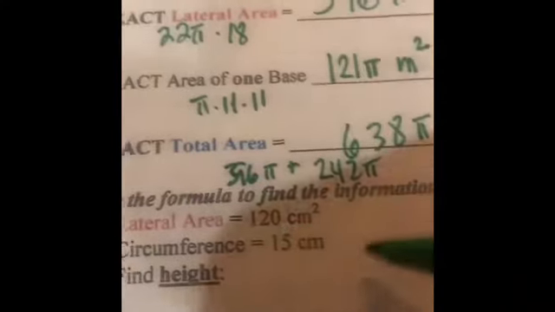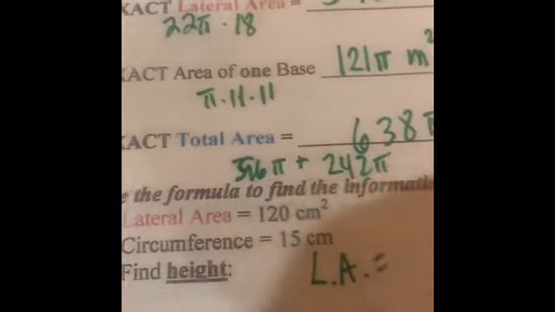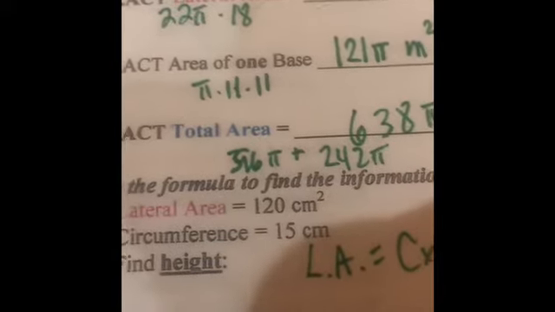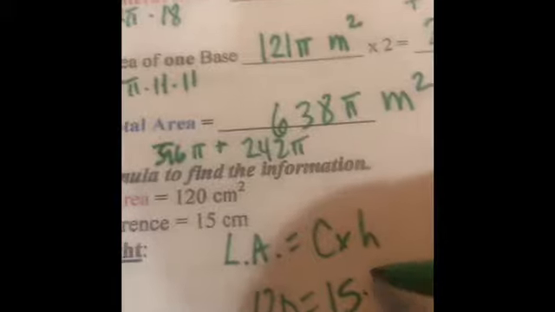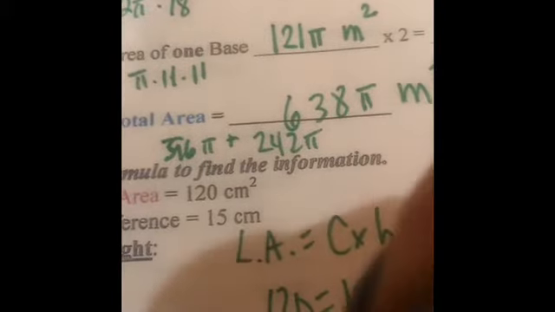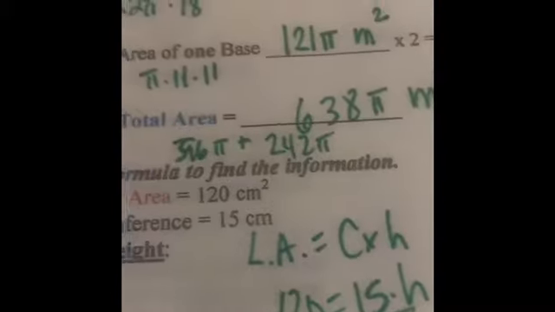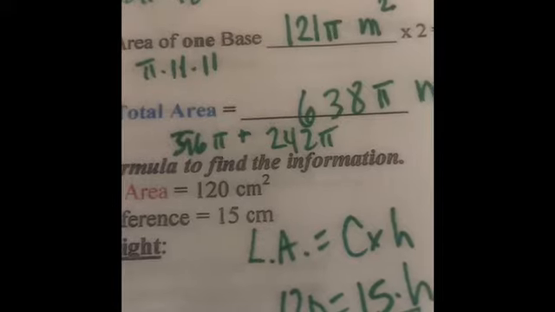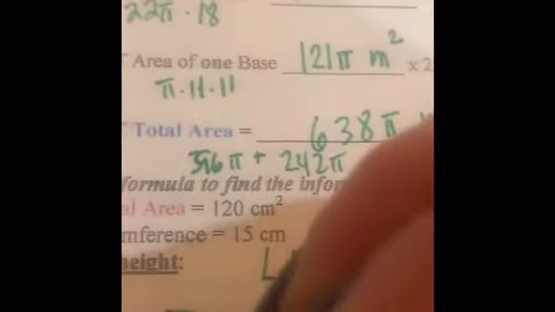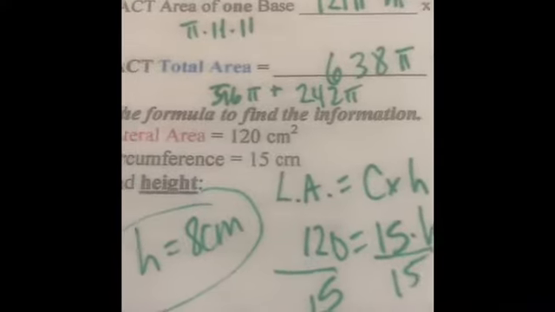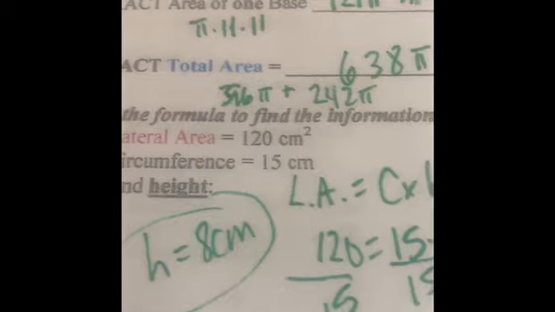Now we're going to go backwards, right? Lateral area, I'm writing out the formula, circumference times height. Lateral area is 120, circumference is 15. What's the height? So I'm just going to solve this mini algebra equation, divide both sides by 15, and I get that the height is 8. And just like we've seen earlier in the chapter, I dropped out the units, but then made sure I added them in at the end.